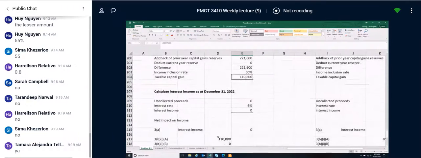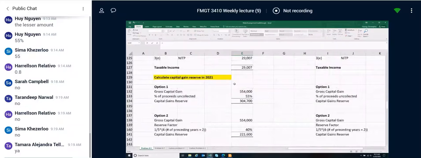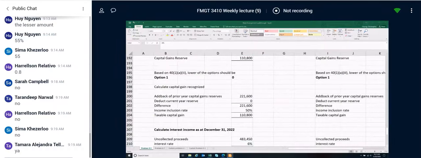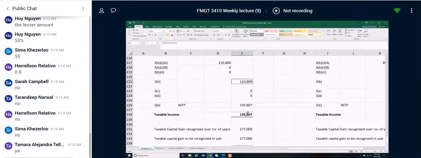The only difference is that this student made a mistake here. Why? Because the interest is based on the beginning of the year proceeds. My beginning of the year proceeds is still 483,450, because the last payment made in the question is right at the very end, December 31st, 2022. Because this student made that error, there should be 29,007 interest even in 2022. And then you get 110.8 as your taxable capital gain.